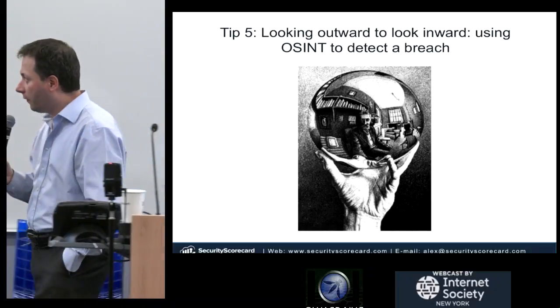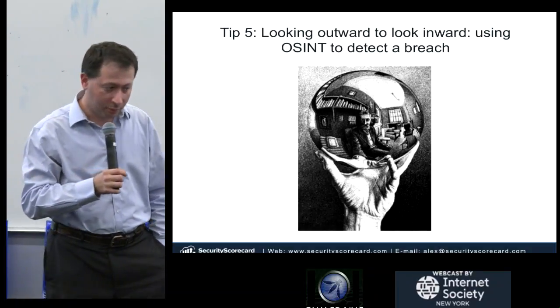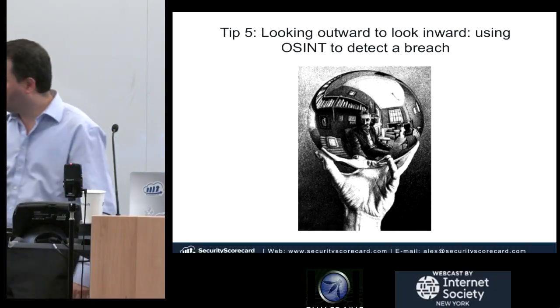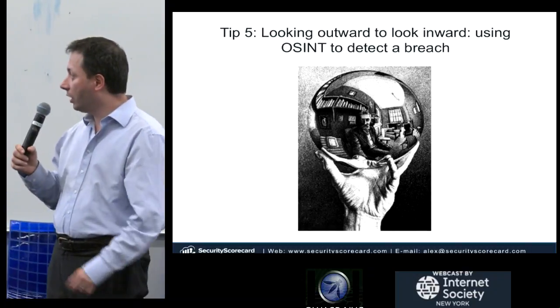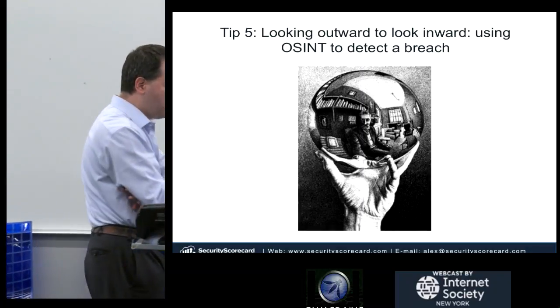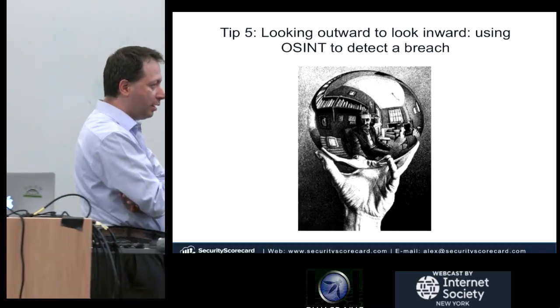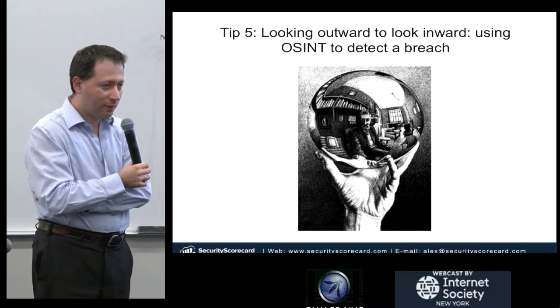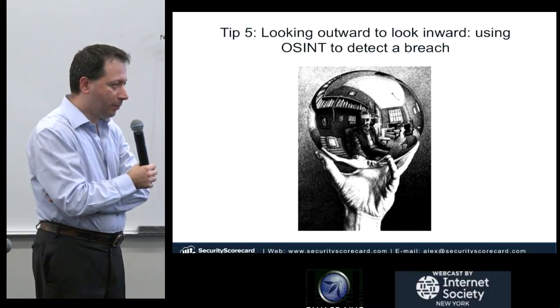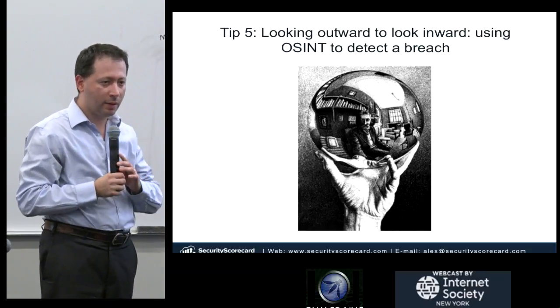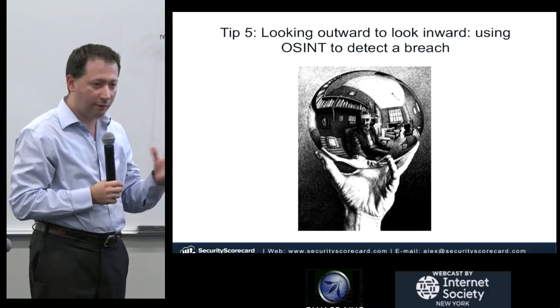Now, tip 5, and that's the last tip before I jump into some fun statistics, is how do you look outward to look inward using OSINT to detect a breach? And using open source intelligence in general is tricky. The reason it's tricky is because there's a lot of false positives, there's a lot of noise, there are many different sites, so you have to correlate information from all these different sites. Getting information at scale is difficult.